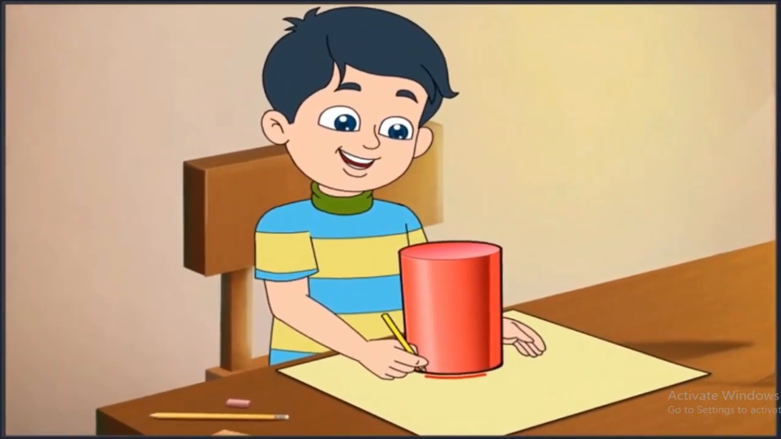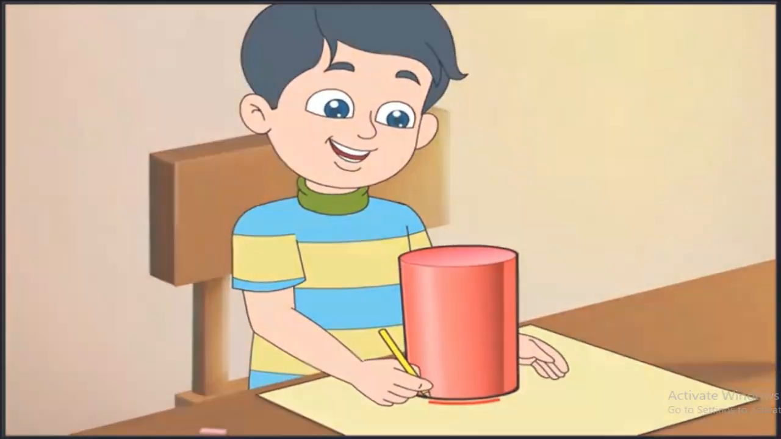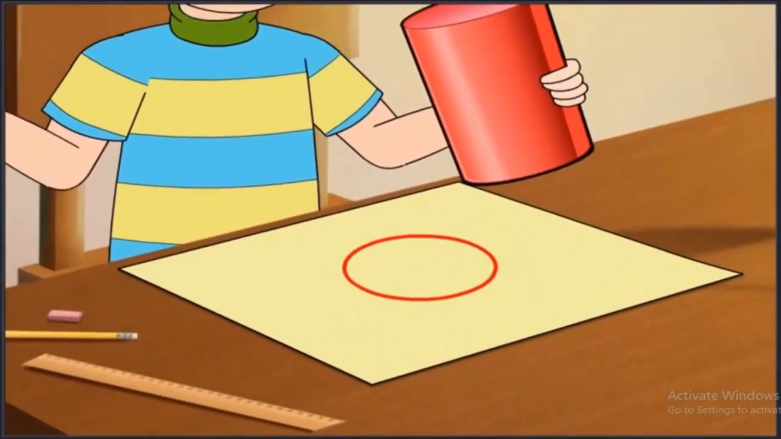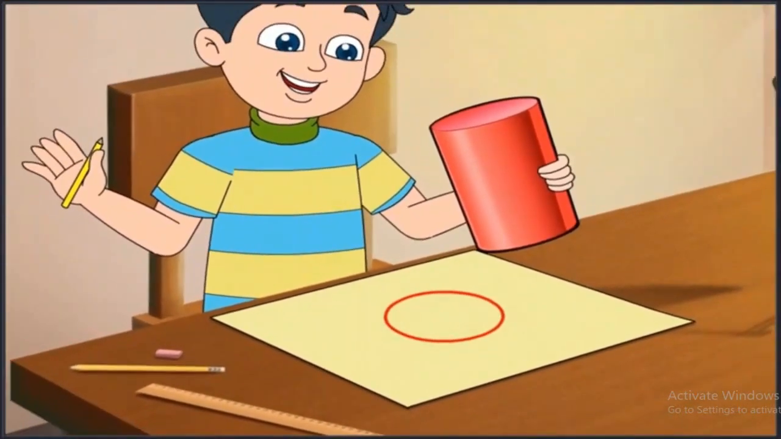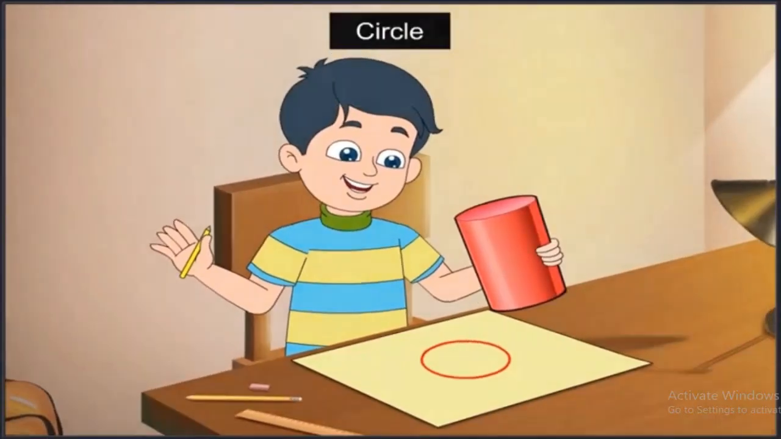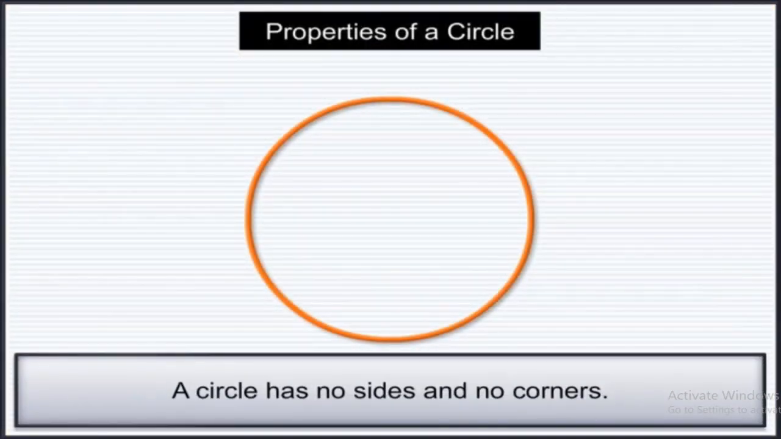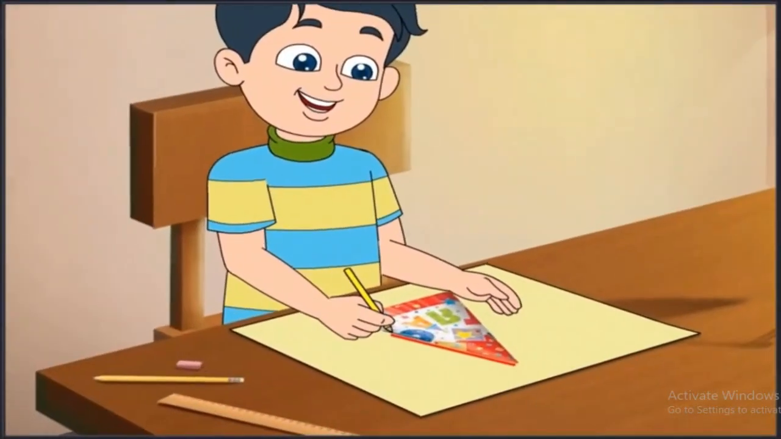Let us now take an object in the shape of a cylinder and trace its flat face on a sheet of paper. We observe that a round-shaped flat shape is obtained and it is called a circle. We can notice that a circle has no sides and no corners.